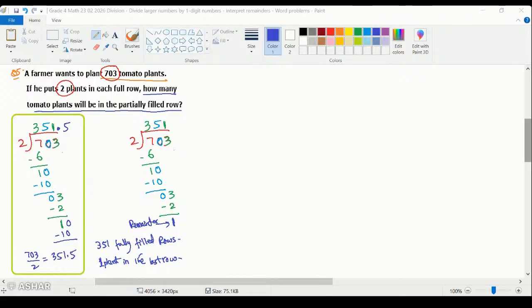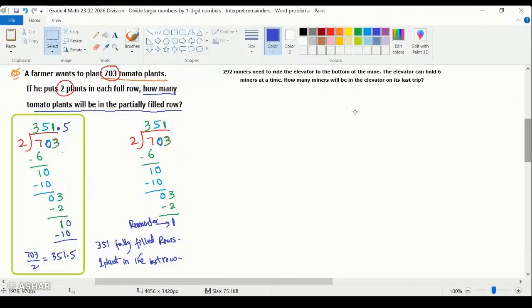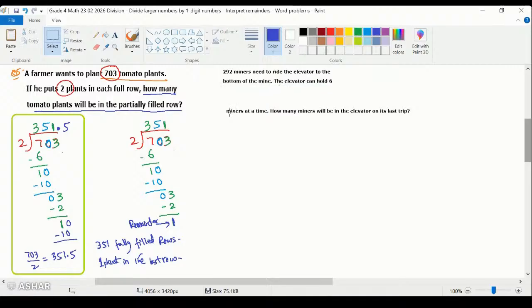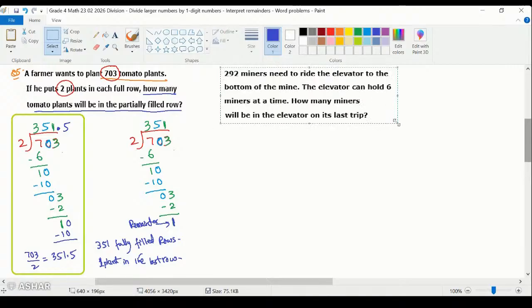The next question that we have is, question number 6. There is a mine where miners are going down the elevator to the bottom of the mine. 292 miners need to ride the elevator to the bottom of the mine. The elevator can hold 6 miners at a time. Okay, 6 people can go in the elevator at a time. Same question. How many miners will go in the last trip?